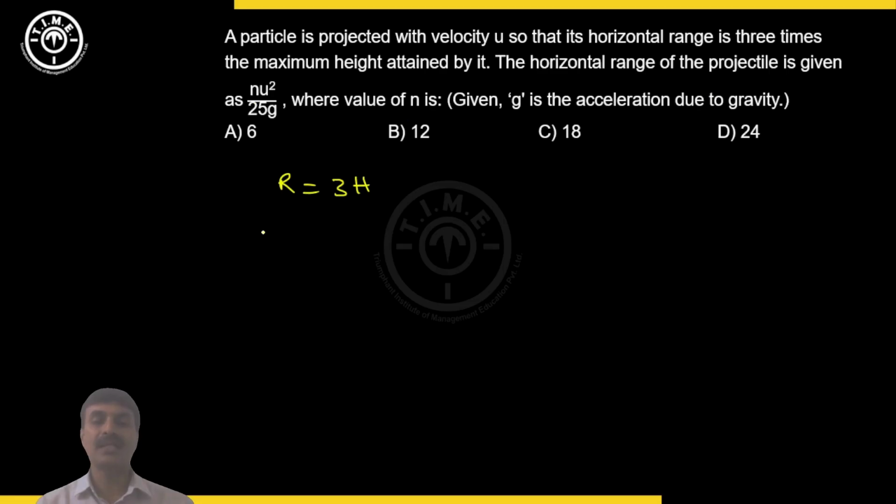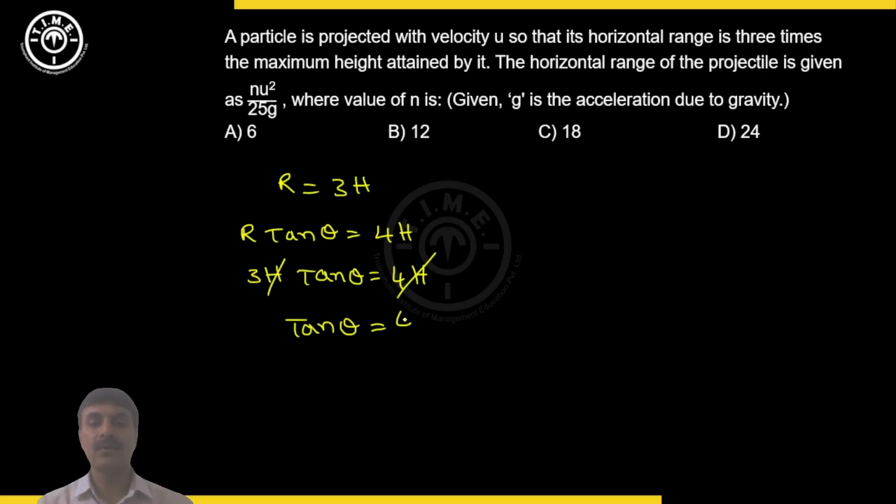See, just now we have seen the relation between range and maximum height. R tan theta is equal to 4h. In place of R, you have 3h. So 3h tan theta is equal to 4h. H gets cancelled. That means tan theta is equal to 4 by 3, which says that theta is 53 degree.